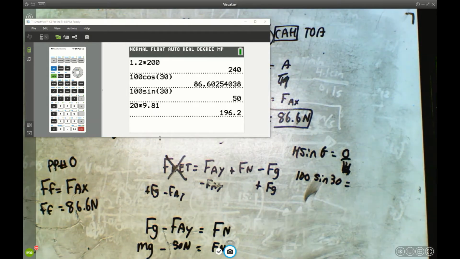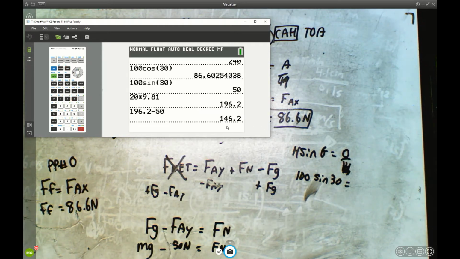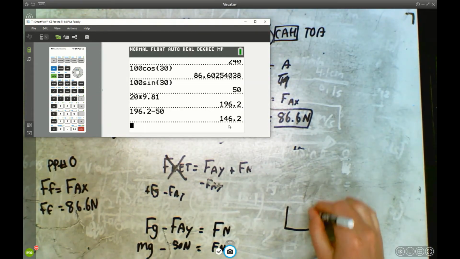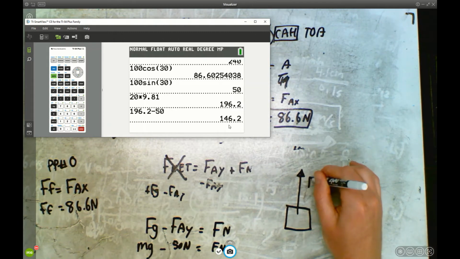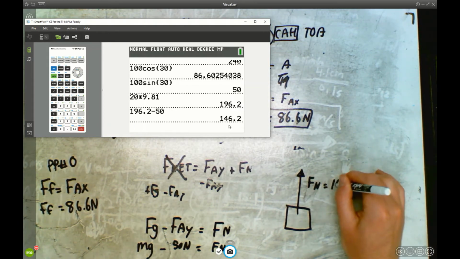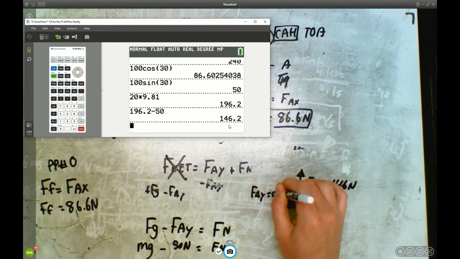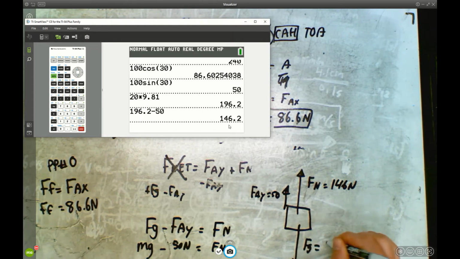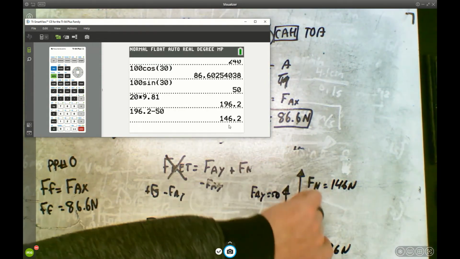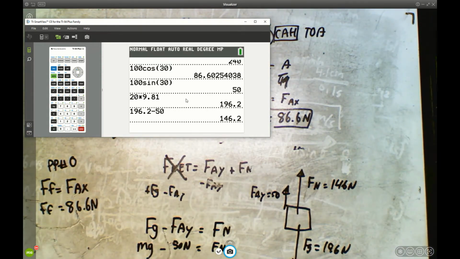That's my mg. So if I take that 196 and subtract 50 from it, then I end up getting that as my answer. And if I draw out a little free body diagram again, I have my force normal, which equals 146 newtons. I have my force applied in the y, which equals 50. And then I have my force of gravity, which equals 196 newtons. Well, that makes sense, right? This will cancel out with this, so I get a net force of 0.